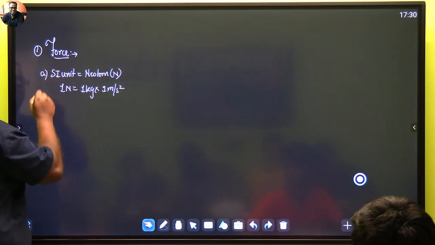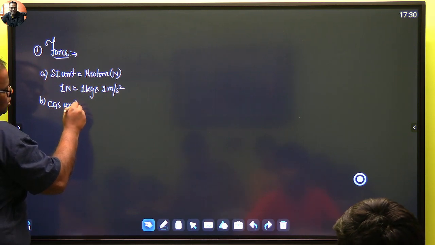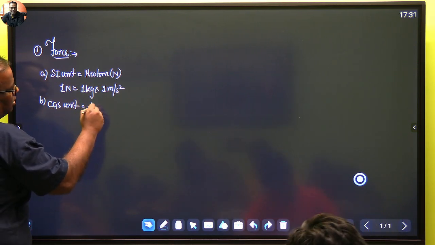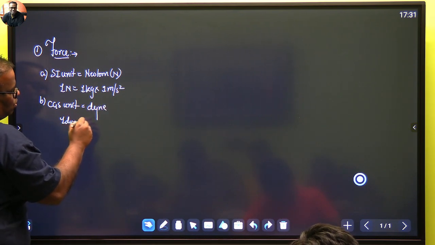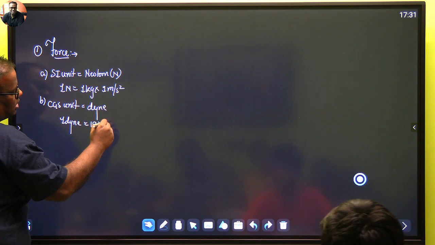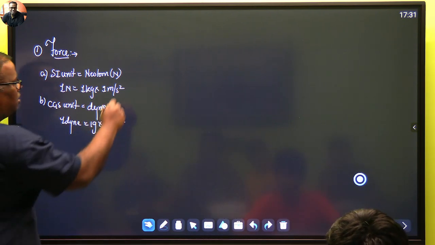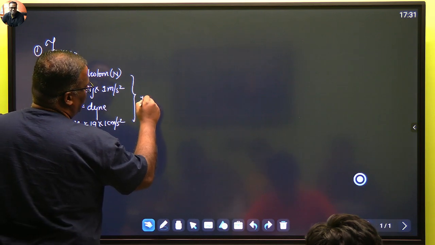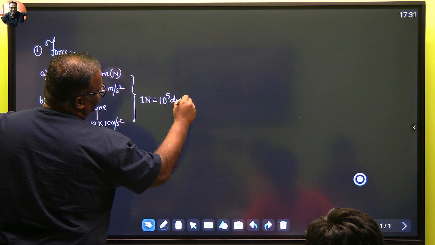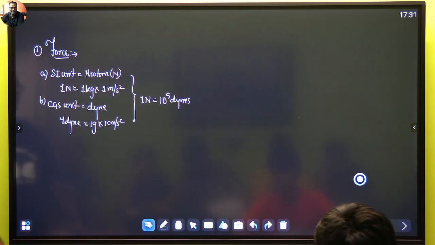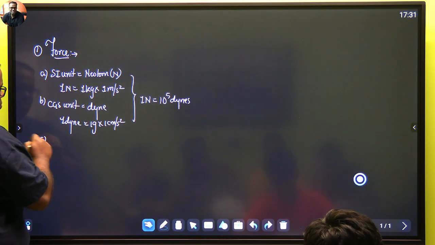Number 1, SI unit. Number 2, CGS unit. The CGS unit is said to be dyne. 1 dyne is the force when a mass of 1 gram is accelerated by 1 centimeter per second square. Based on these two, we say 1 Newton is equal to 10 to the power 5 dynes. In fact, we should first discuss Newton's law, then come to it, but since this is revision, we'll go this way.